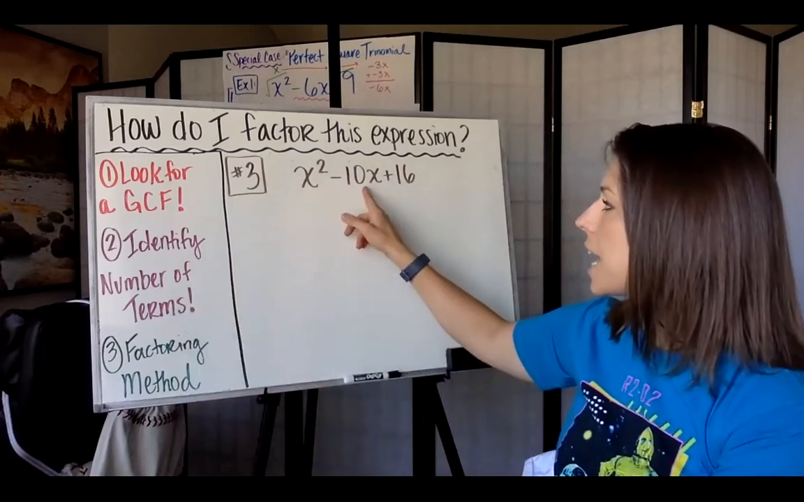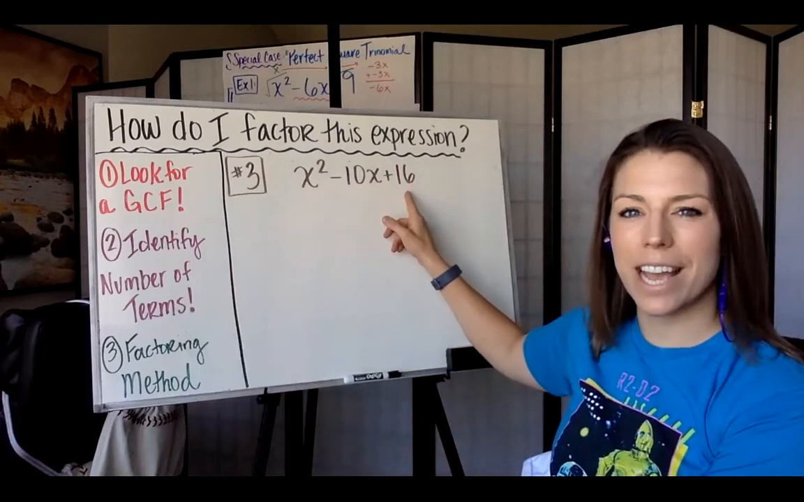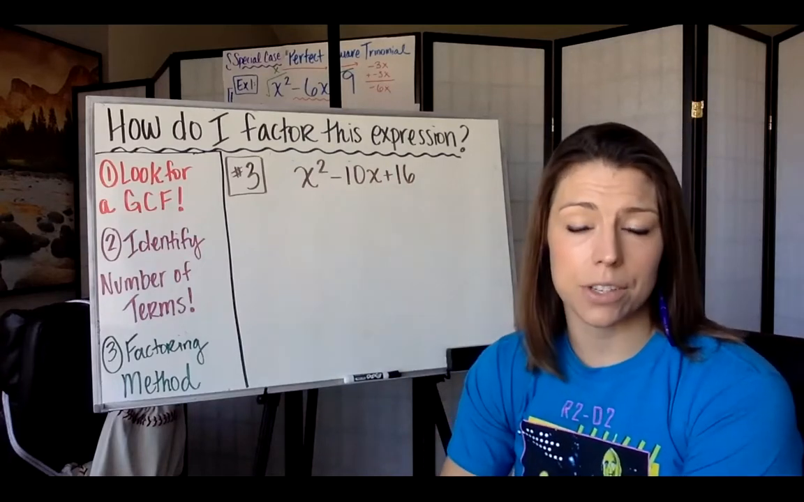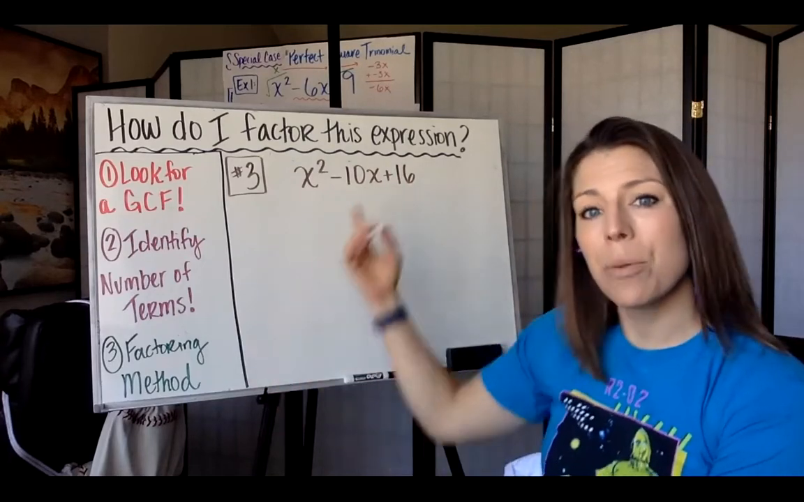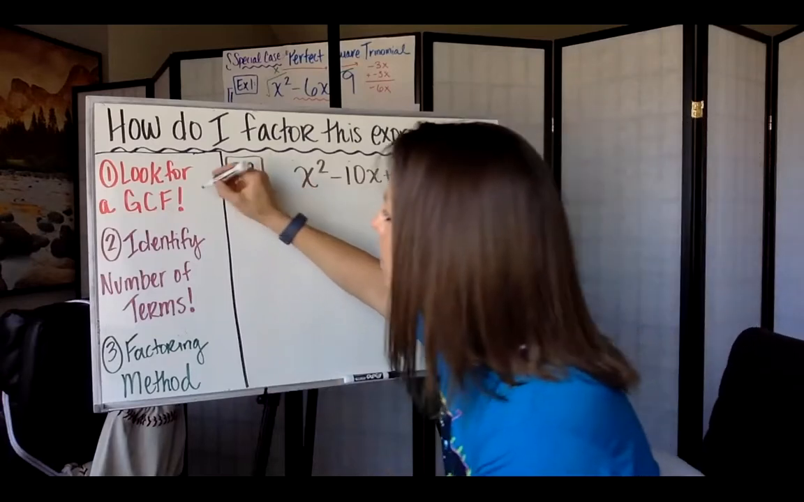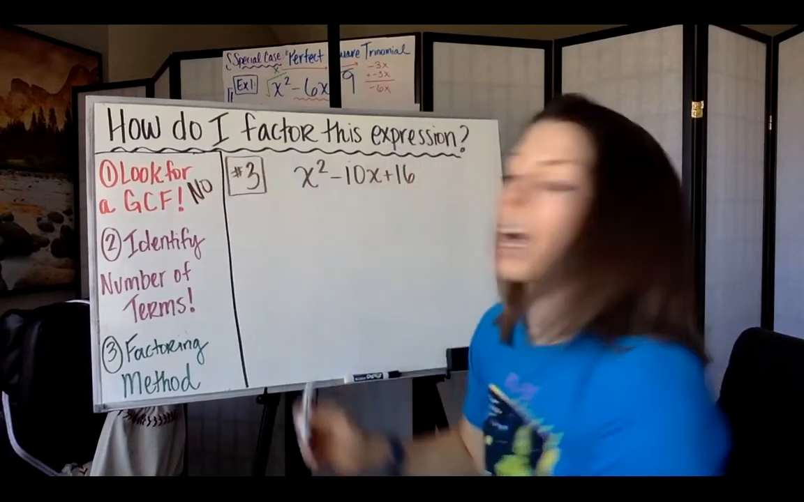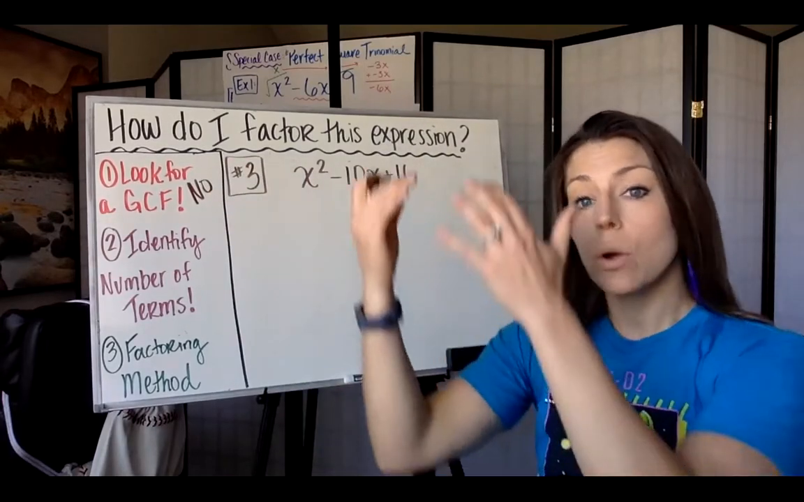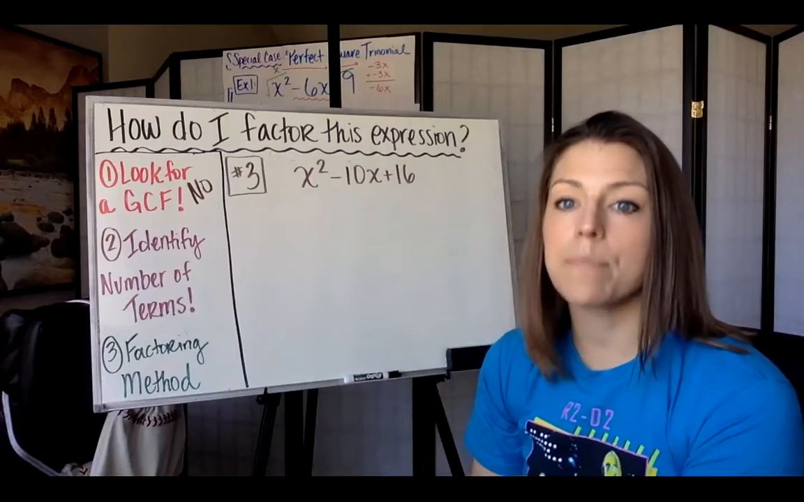Does x go into 10x? Yeah, but does 16 have an x? No. You might notice that 10 and 16 have a common factor. They have a common factor of 2, but does 2 go into x squared? No. So in this case, no, there is no greatest common factor. So that just tells us that because there's no GCF, we're just gonna move right along, okay?